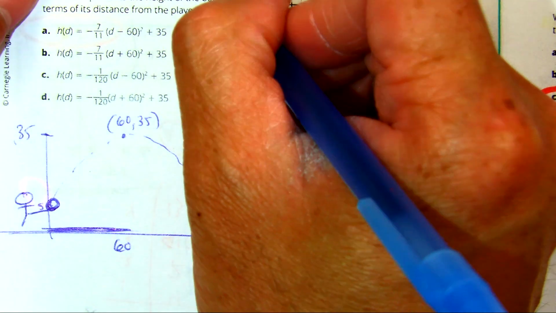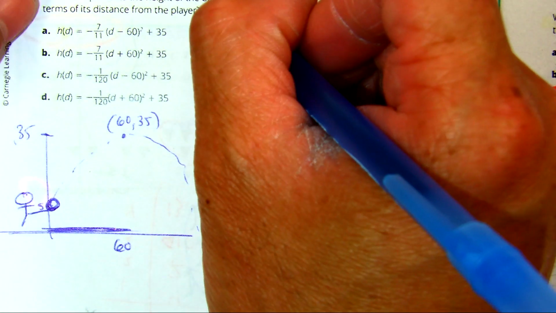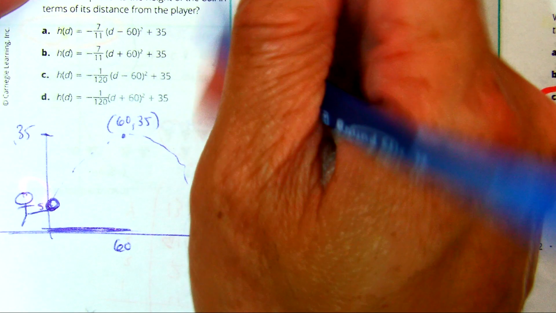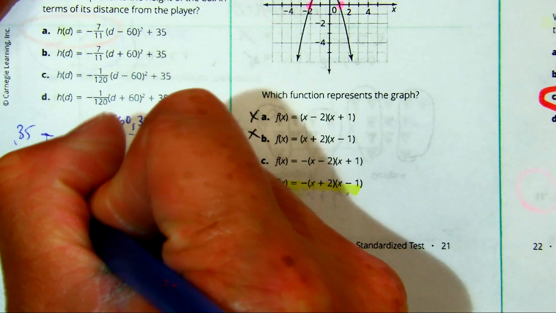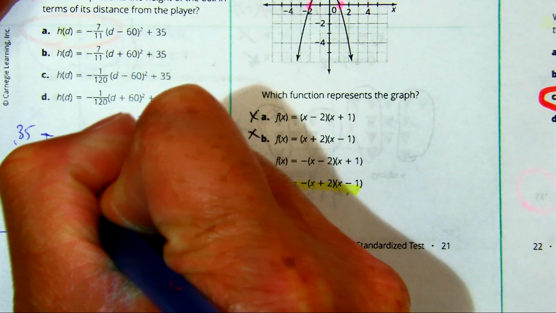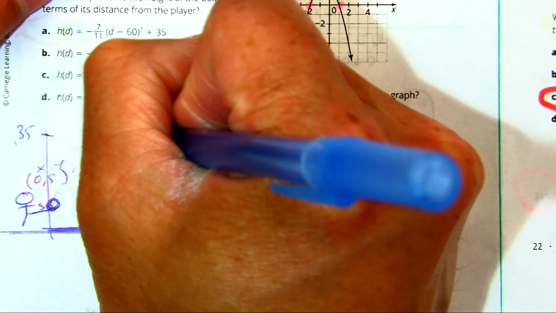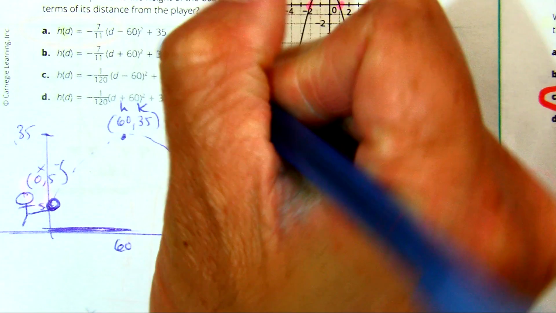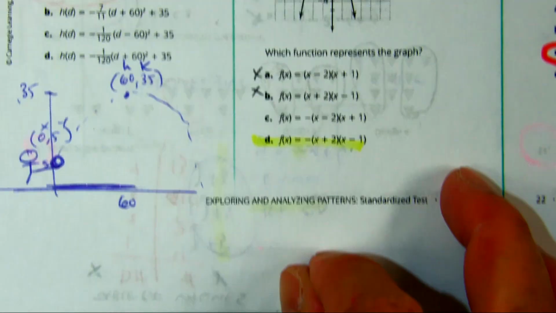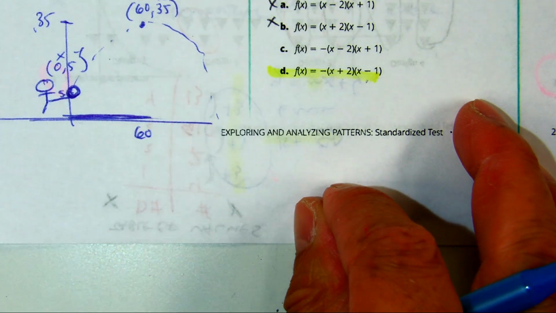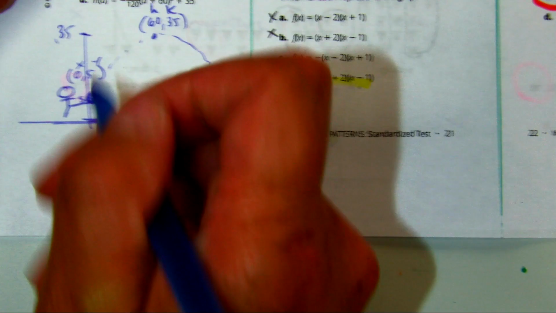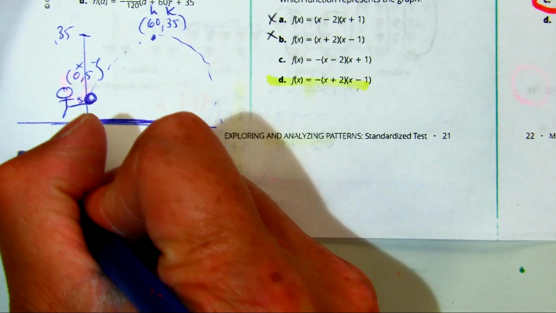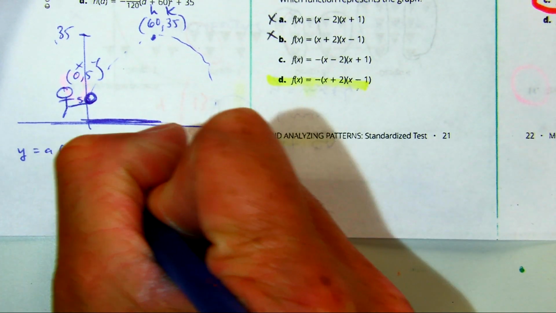Which function represents the height of the ball in terms of the distance from the player? So they want to know the equation. Here, this ordered pair is 0, 5. That's our x and the y. This is the vertex. That's the maximum. That's going to be h and k. So essentially what I'm going to do is use vertex form, solve for a, and then figure out my equation. y equals a times (x minus h) squared plus k.